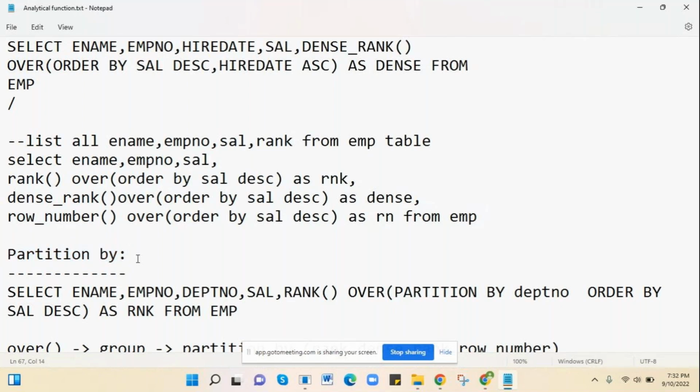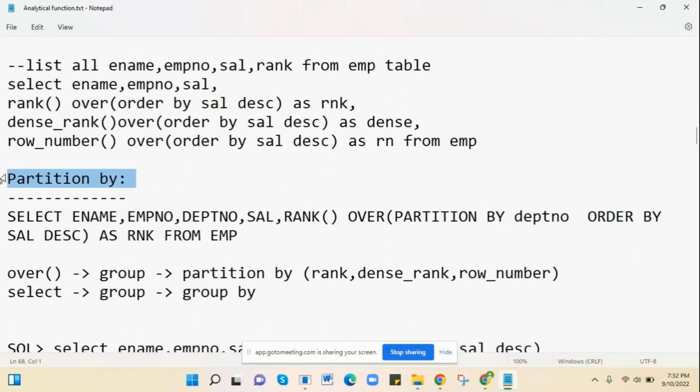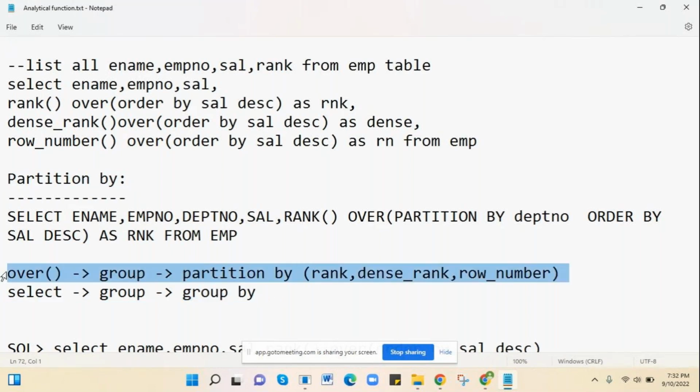Like that, in the analytical functions we have partition by. This is also asked sometimes in interviews. What is the difference between partition by and group by? Both are same. But group by we are using in select, whereas partition by we are using in over clause. Partition by we use only in over clause.